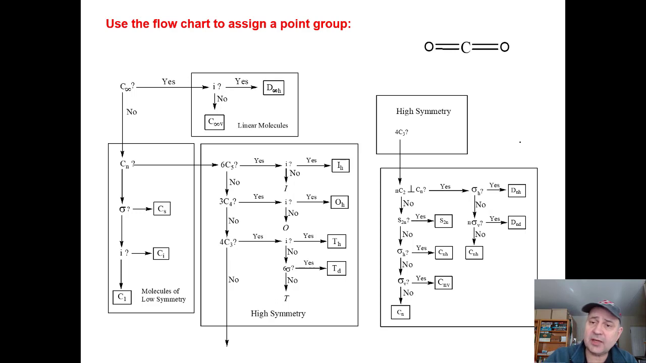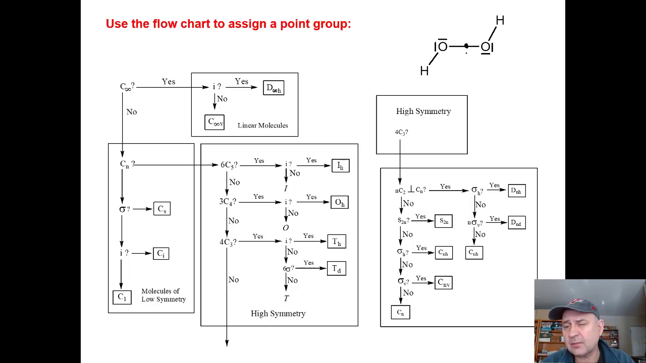We already did this one, right? We have a C infinity and we have an inversion center. And so that would be a D infinity H. Okay, so if I draw hydrogen peroxide this way, then you should assign a point group this way, right? So there are several C2s here, and there's one through here.